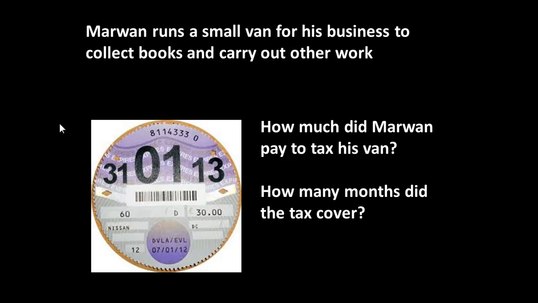How many months did the tax cover? It expires on the 31st of January 2013, and again if you look on the bottom, it began on the 7th of January 2012, so he got 12 months worth of tax for his van.